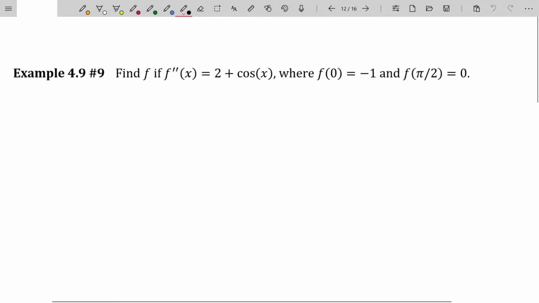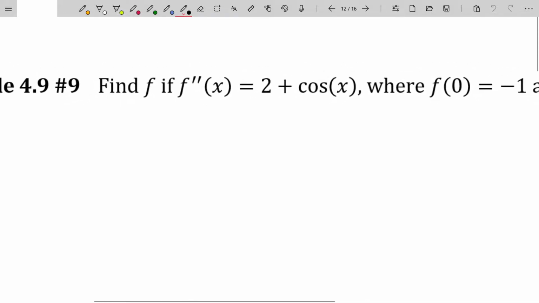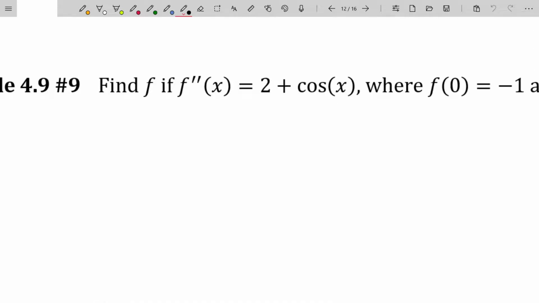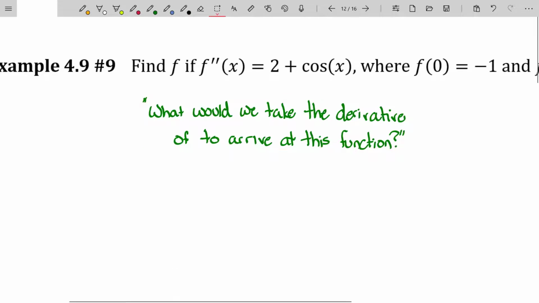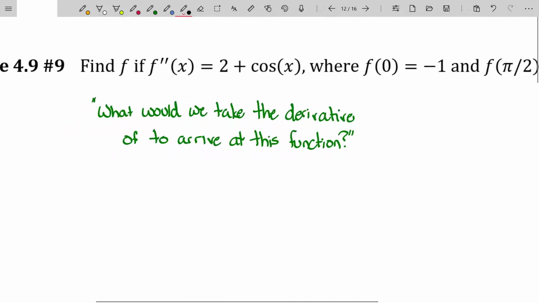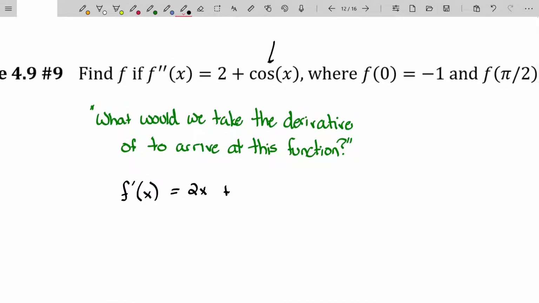So let's go ahead and start with the fact that we've been given the second derivative. We're going to climb that ladder to get to the first derivative and climb it again to get to the original function f. So let's ask ourselves that ever-present question: what would you take the derivative of to arrive at that f double prime? Well, I would take the derivative of f prime, which is equal to, let's see, the antiderivative of 2 is 2x. And what would you take the derivative of to arrive at a regular old cosine? Well, that would be the sine. And then plus the constant that gets spit out from every antidifferentiation.